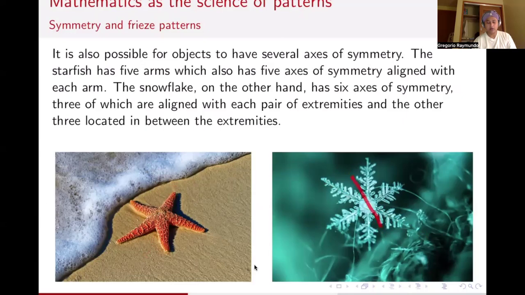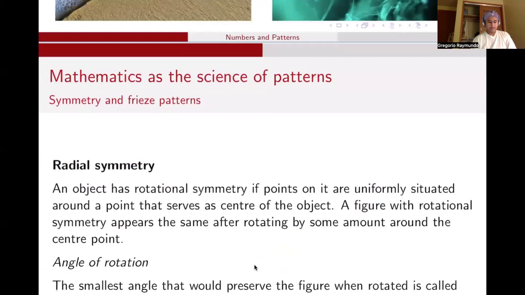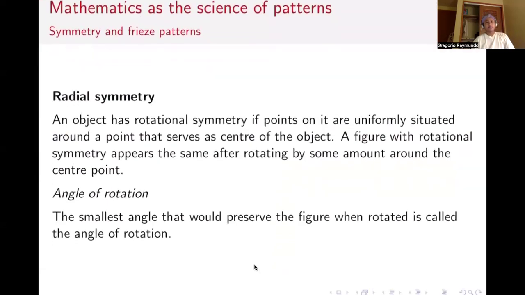Kaya naging nadoble yung symmetry. Now, radial symmetry or rotational symmetry. An object has rotational symmetry if points on it are uniformly situated around a point that serves as center of the object. A figure with rotational symmetry appears the same after rotating by the same amount around the center point.